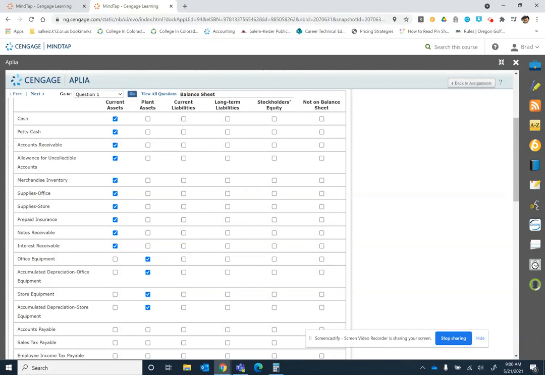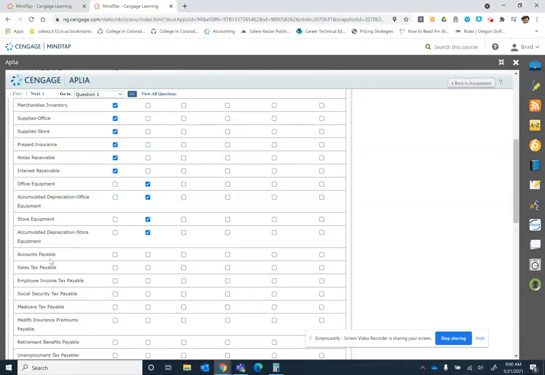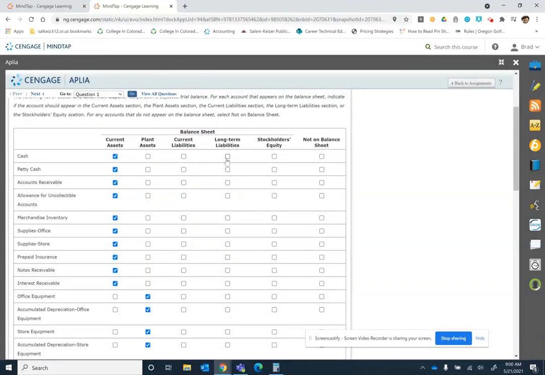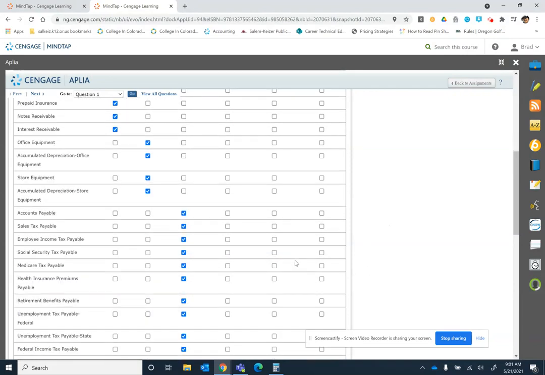Then we'll discuss the current liabilities. With current liabilities, we're going to go from our accounts payable all the way down to our capital stock. These are all considered to be liabilities. Then the next column is our long-term liabilities, and we're not going to have anything for long-term liabilities in this case for our balance sheet. Then we're going to have our stockholders' equity, and that's going to include our capital stock and our retained earnings.